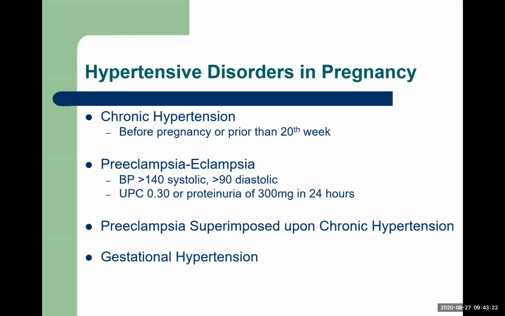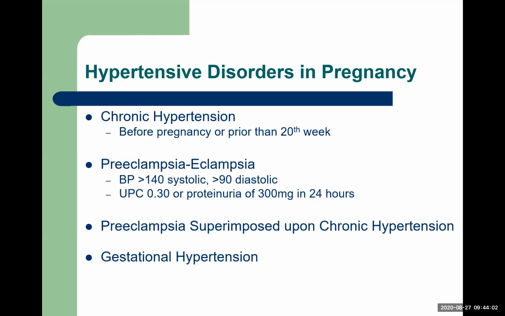Hypertensive disorders of pregnancy are also a very common complication that we are all going to see. There are different types of hypertensives in pregnancy. So those patients that have hypertension prior to the pregnancy, or diagnosed before the 20th week of gestation, those are chronic hypertensive patients.